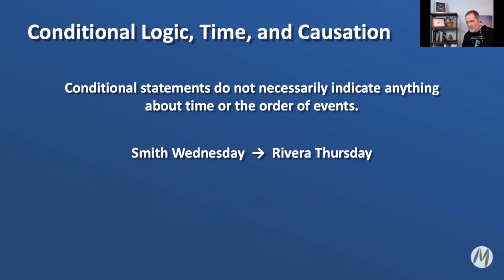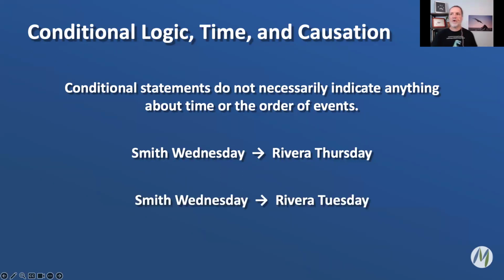So another thing we want to remember is that conditional statements don't necessarily indicate anything about time or about the order of events. Here's what I mean. If we have a conditional statement, maybe two people are speaking at a conference, and we say, if Smith speaks on Wednesday, then Rivera will speak on Thursday. It just so happens that in this conditional statement, we're talking about something happening first, then something happening second. But that's not automatically or necessarily the way conditional statements work.